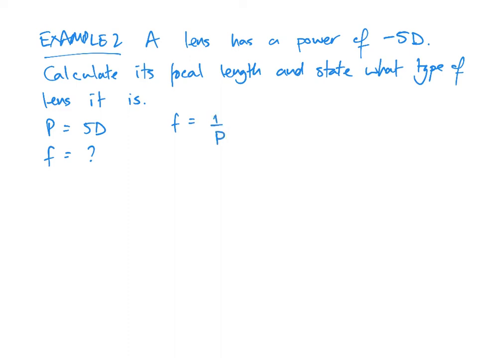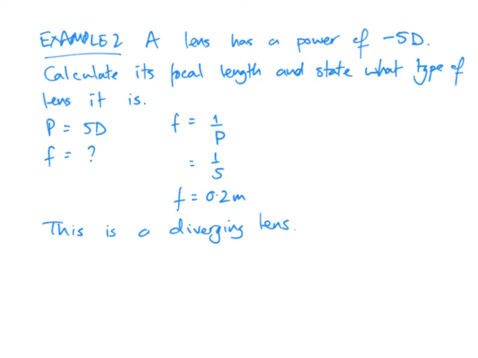So the formula is F equals 1 divided by P, which in this example is 1 divided by 5. So F is 0.2 and the unit would be meters, that's the standard unit. 5 divided by 1 is 5, but 1 divided by 5 is 0.2. And then lastly we'll use the minus sign to state the type of lens. The minus sign tells us that this is a diverging lens.